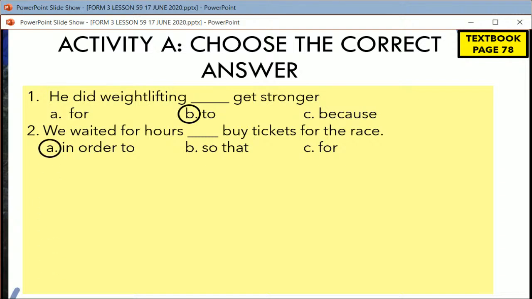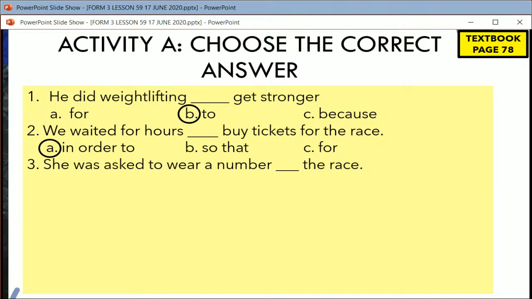Yes, in order to. We waited for hours in order to buy tickets for the race. Good. Next, she was asked to wear a number, the race. What word do you think goes in there? Don't look at the answers, try to figure out what word would go there.